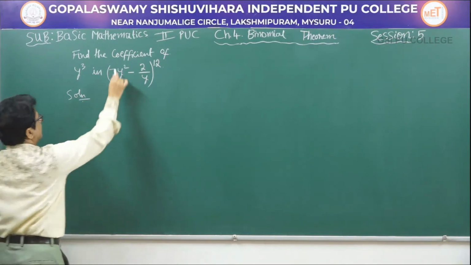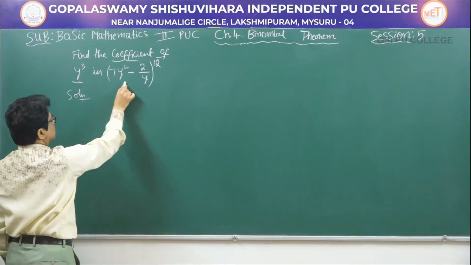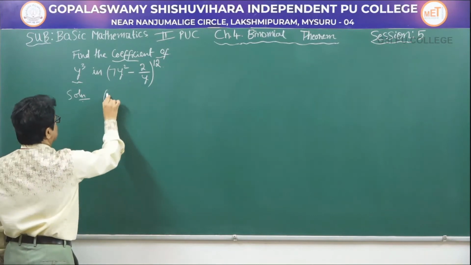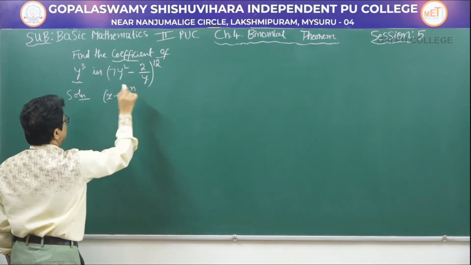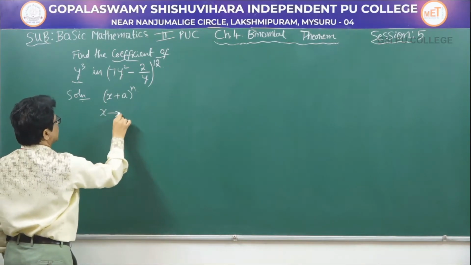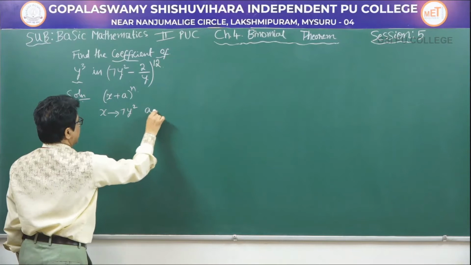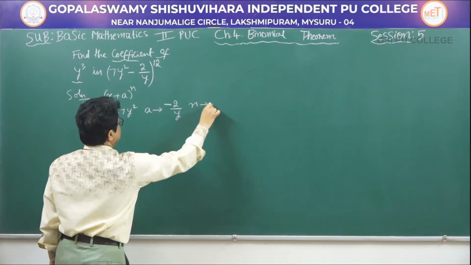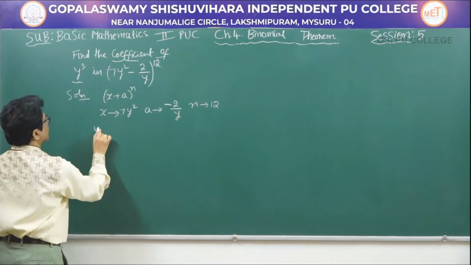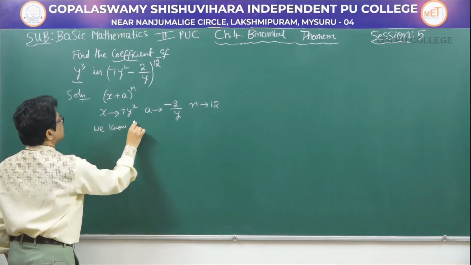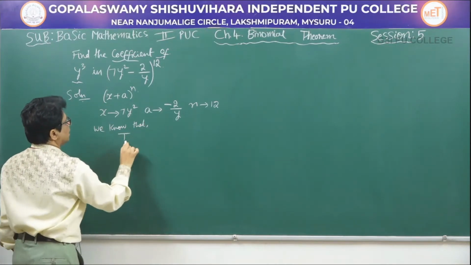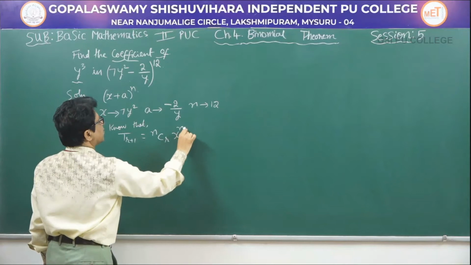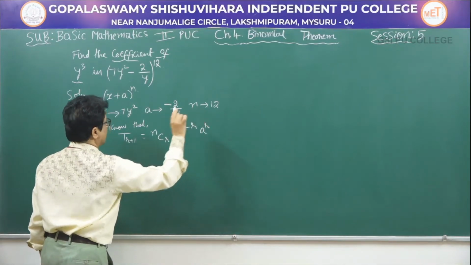Solution. Here we have to find the coefficient of y cube in the given binomial expansion. Comparing the given problem with (x plus a) whole power n, we get x is 7y square and a is minus 2 by y and n is 12. We know that T(r+1) is equal to nCr into x power n minus r into a power r.